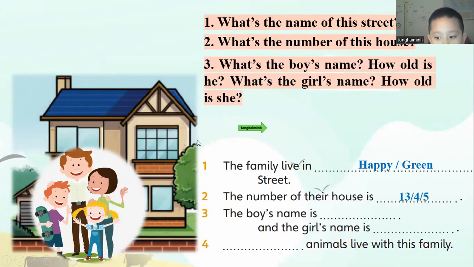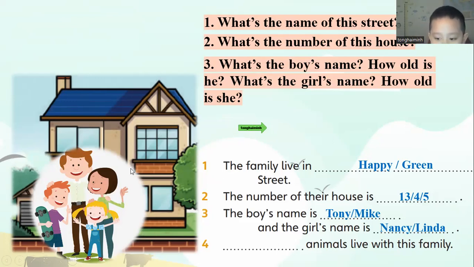Okay. So what's the boy's name? It's Tony. How old is he? He's 10. Very good. What's the girl's name? I don't know. Okay. Can you please create a name for a girl? This one is what we call Nancy or Linda. How old is Nancy? She's 6 years old.